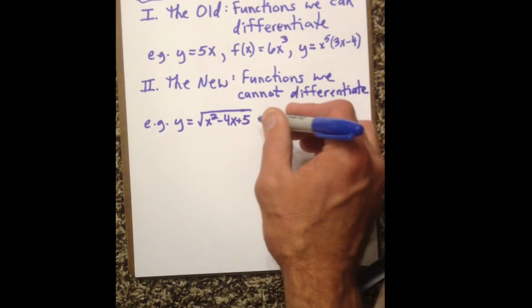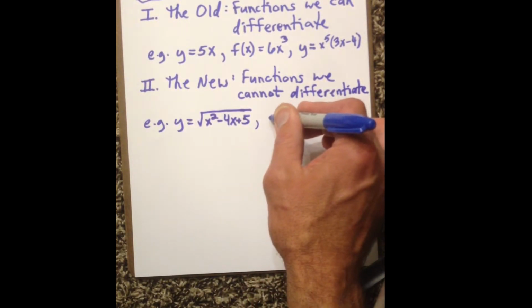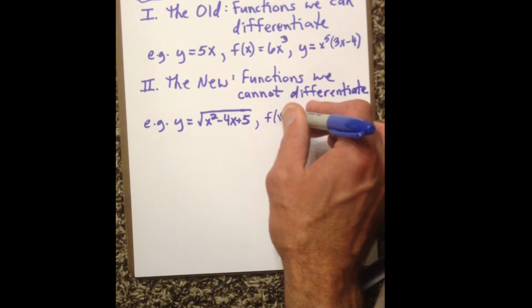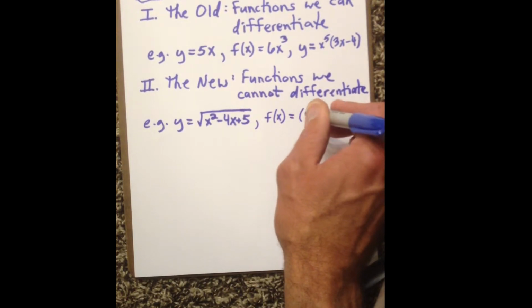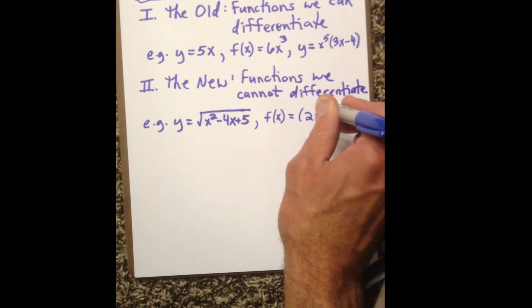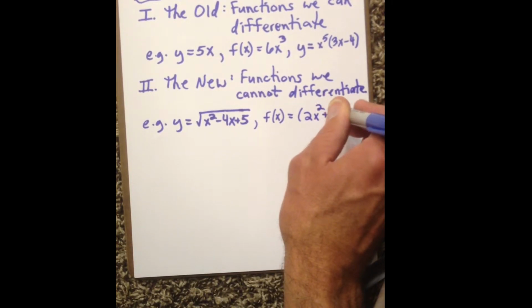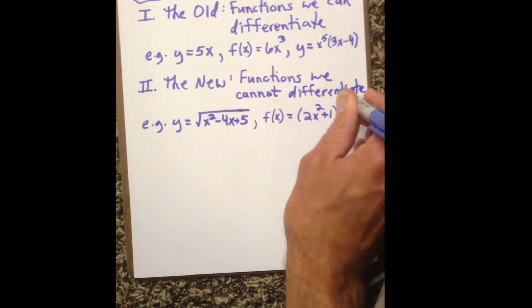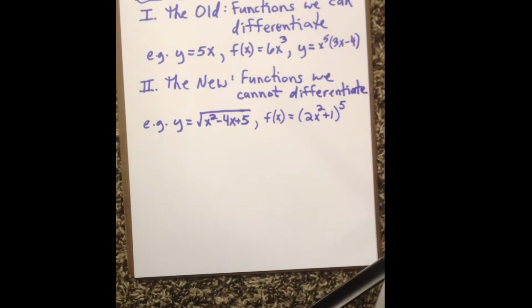A different example that we cannot differentiate, or at least I don't want to, would be if I gave you f of x equals the quantity 2x squared plus 1 to the 5th power. We could multiply that out and multiply 5 of those 2x squared plus 1's together and simplify it, and the derivative of that's a lot of work. There's got to be a simpler way.